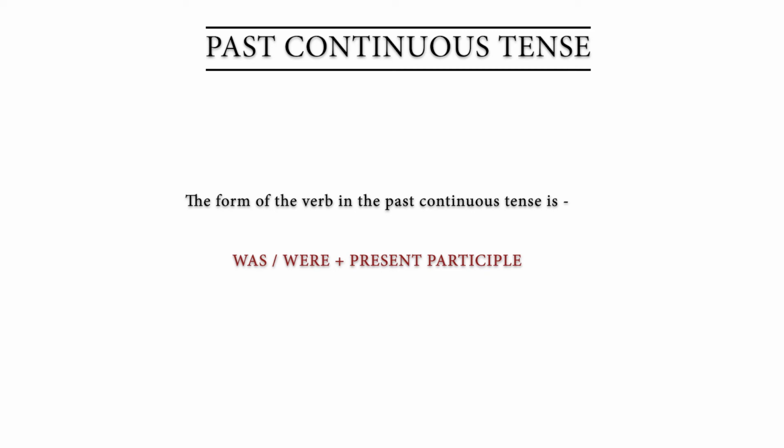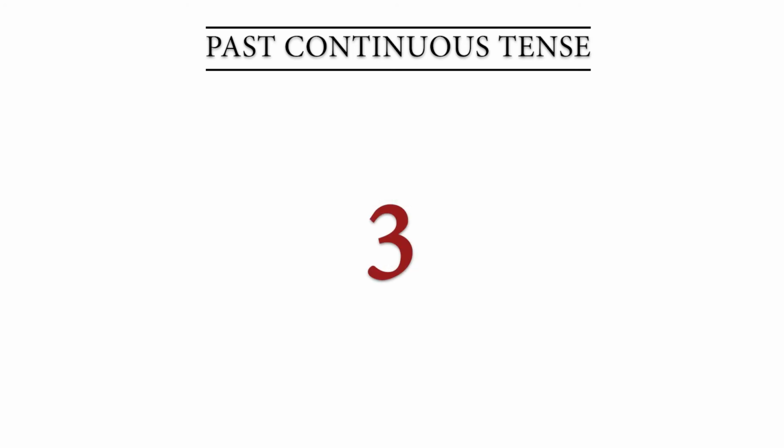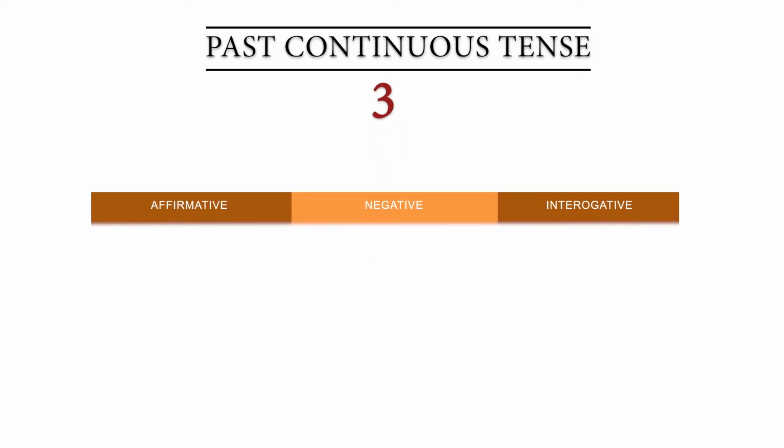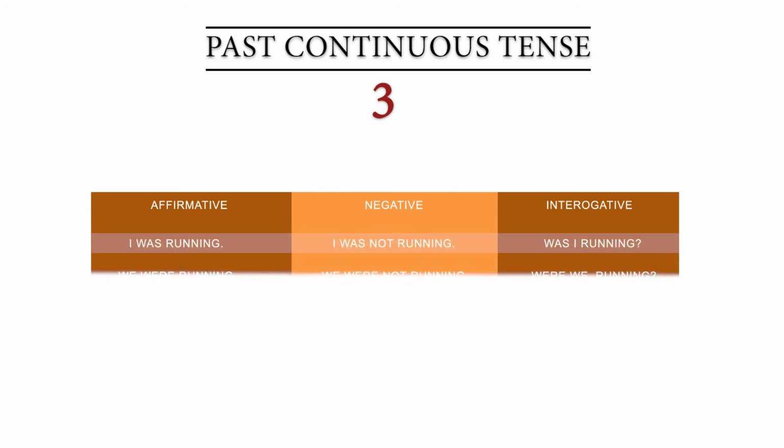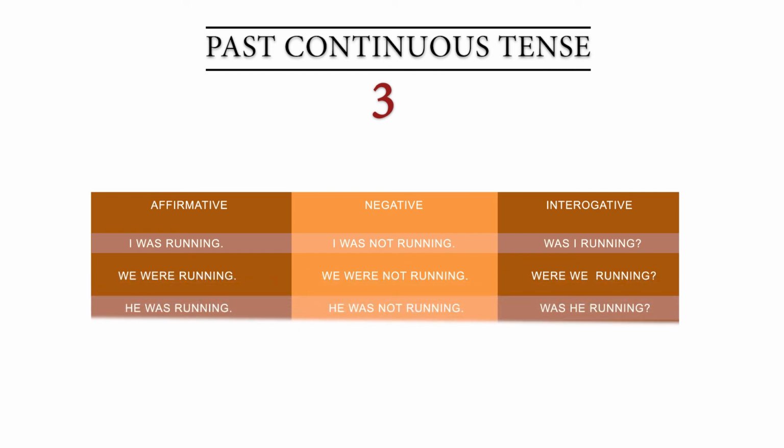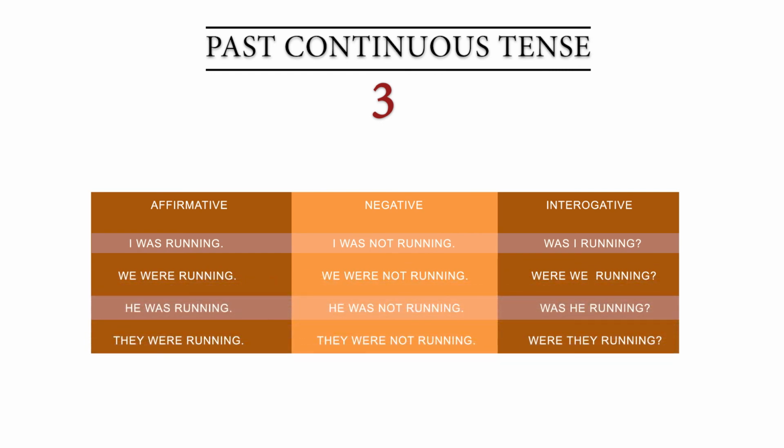Past continuous tense. The form of the verb in the past continuous tense is was or were plus the present participle. In past continuous tense, there are three types: affirmative, negative, and interrogative. In affirmative: I was running, we were running, he was running, they were running. In negative: I was not running, we were not running, he was not running, they were not running.